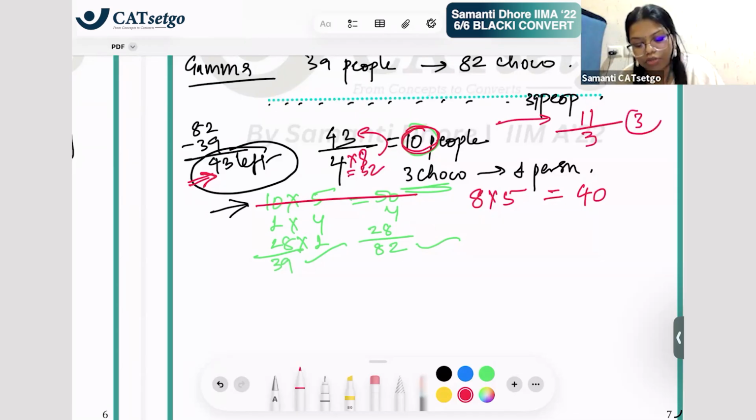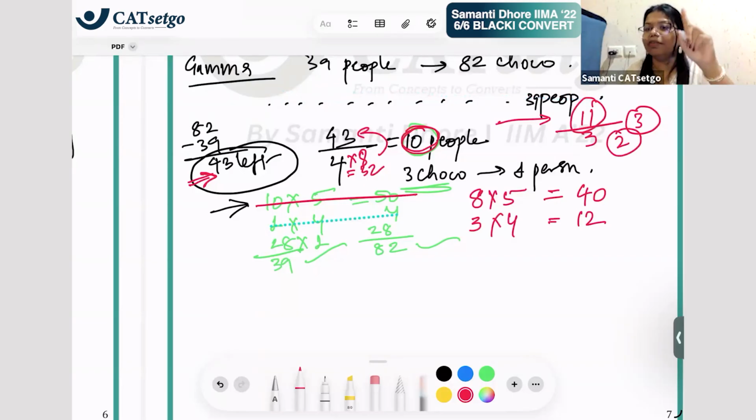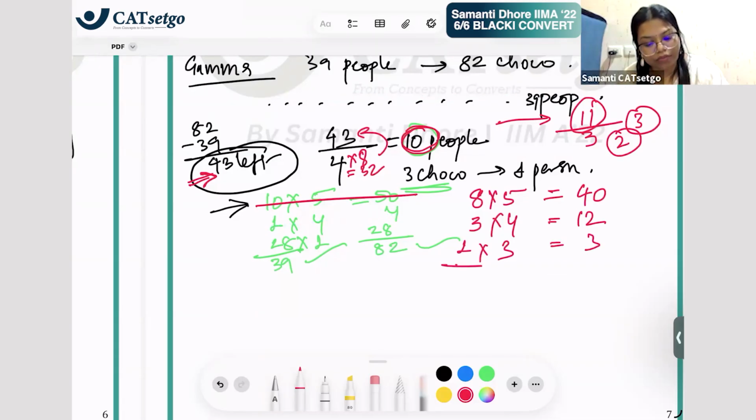So I'm able to give this to 3 people, because 3 3s are 9. So 3 people end up having 4 chocolates each, and then I have 2 more remaining. These 2 chocolates I end up giving to one person. So one person will have 3 chocolates overall: 1 from before and 2 from now. And then out of these, how many are these? 8 plus 3, 11 plus 1, 12.